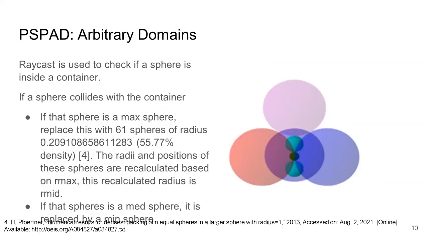Arbitrary domains is the second phase. In the figure on the right, you can see 1 min sphere and 2 min spheres placed between the max spheres. For this, ray cast is used to check if a sphere is inside a container, an arbitrary container, not an enveloping rectangular container. If a sphere collides with the container, the sphere is a max sphere, and it is replaced with a 61-sphere packing of radius R max.